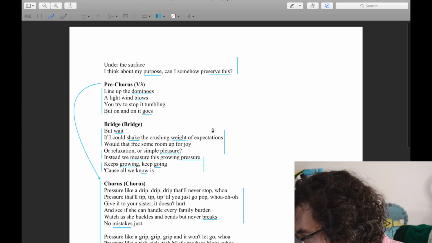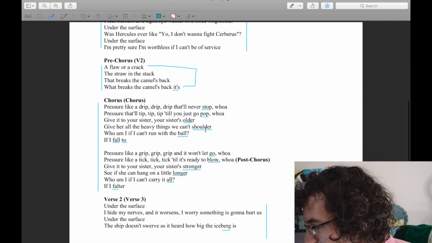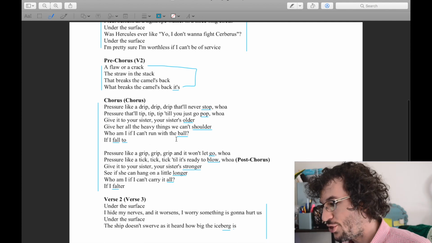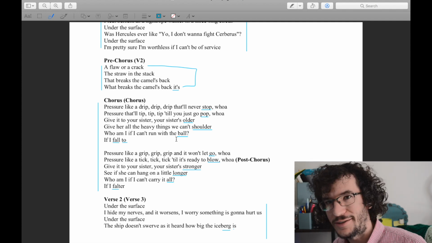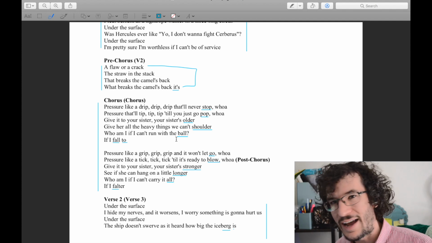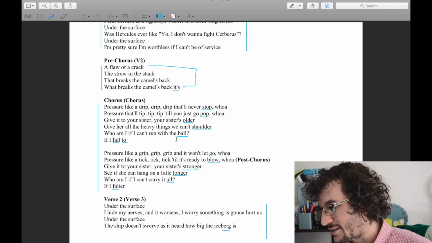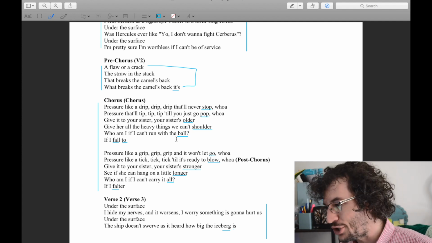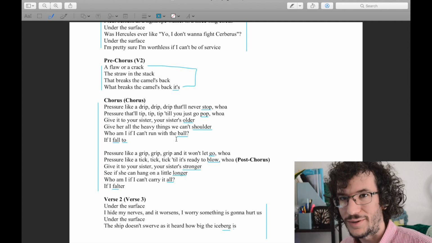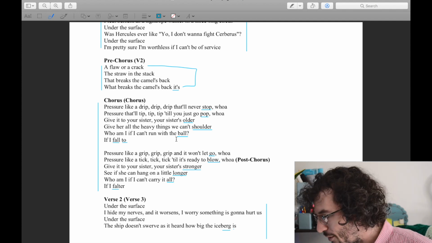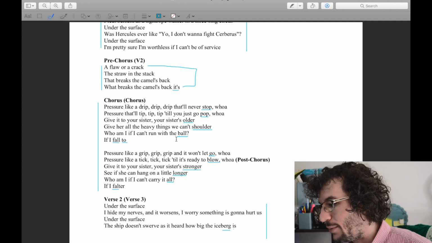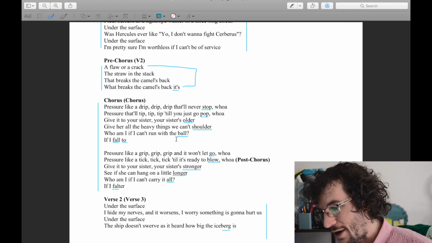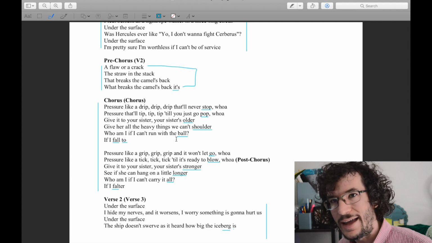The one part that I don't think fits really well is, "Who am I if I can't run with the ball?" How does running with the ball fit with everything else that we've seen so far? It doesn't have to do with pressure. We haven't talked about sports or anything else in here. So that's the one cliche, take it and run with the ball or whatever, that I don't think really works. It works well in the context of the rhyme scheme. That's not what I'm talking about. But as far as using that phrase, I don't think it works as well.